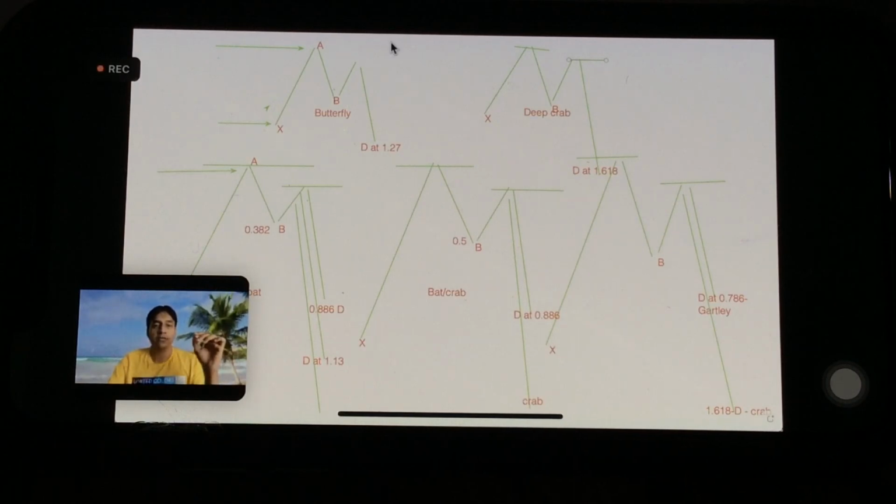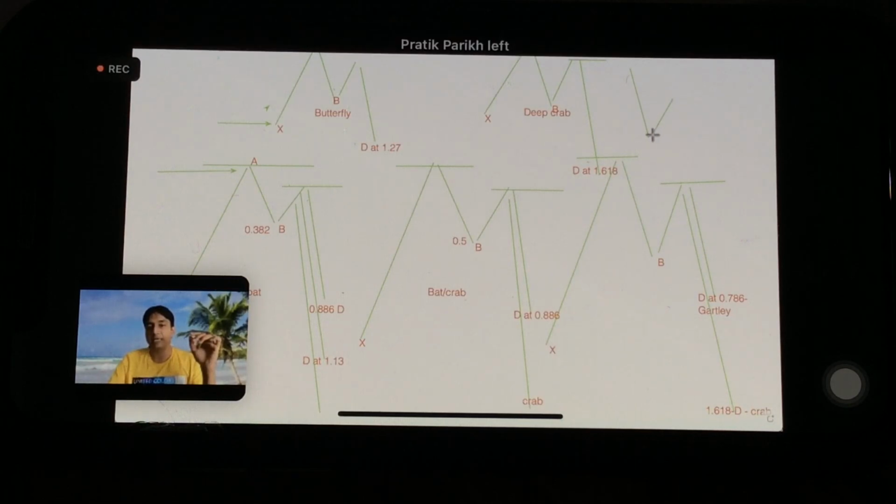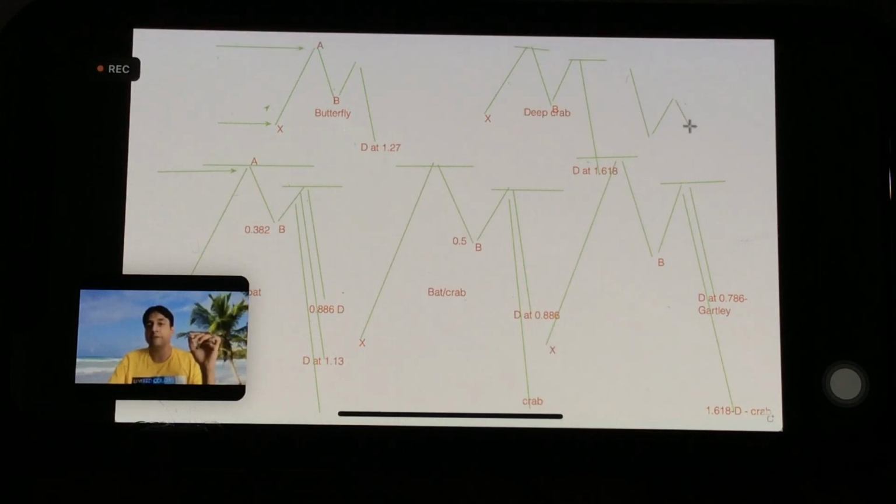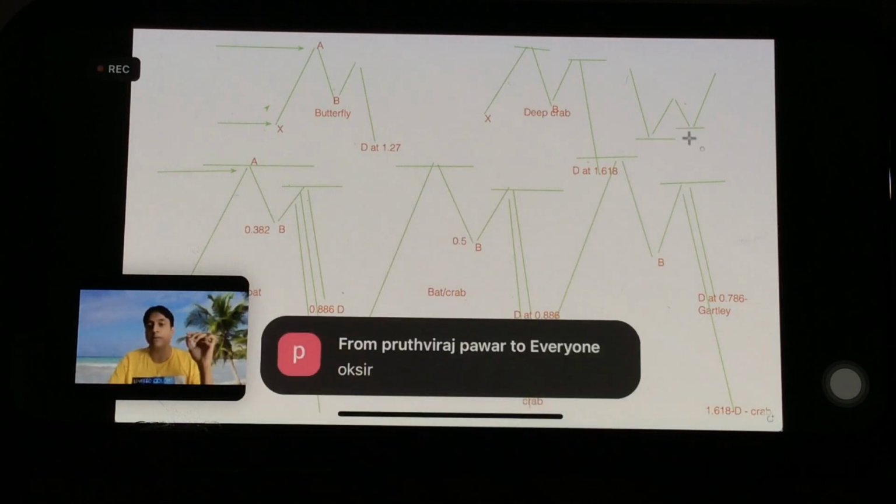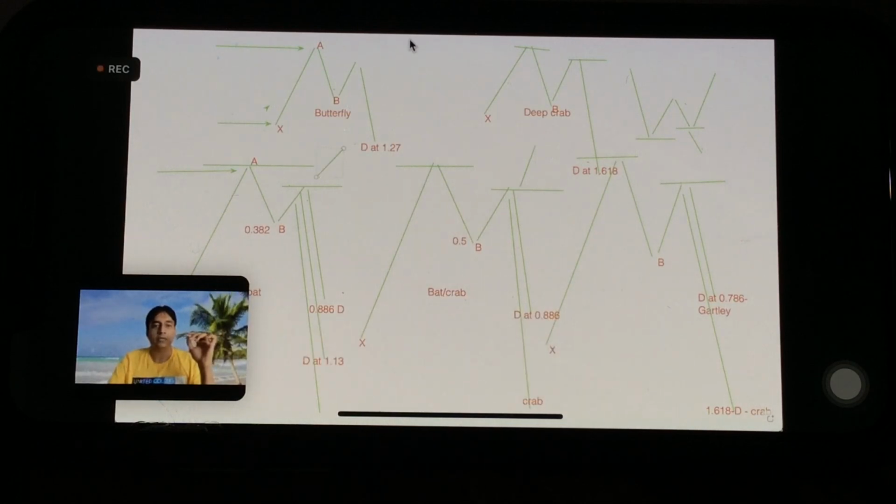Why? Because when we draw a bearish pattern, X, A, B, then here C will be above. So you will think that the rule has been changed, that it's some different pattern because C is above A. Right? This is A, here, this is C. So what we have to see is C has not gone beyond A point. Right? C has not gone beyond A point in any of these patterns.